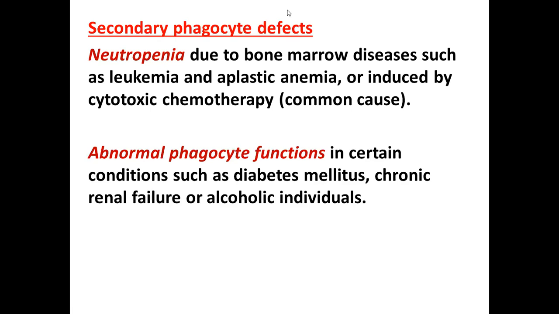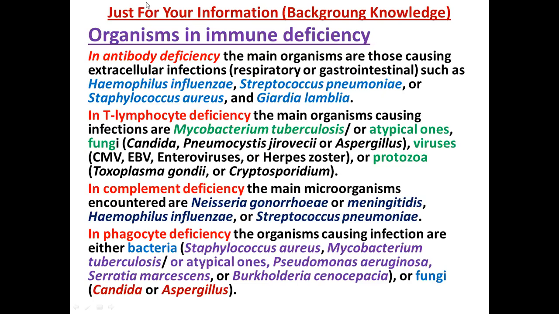Secondary phagocytic defect, as we said, for each item there is primary and secondary. In neutropenia, it may result from bone marrow diseases such as leukemia, aplastic anemia, or cytotoxic therapy, which reduce the neutrophils. Abnormal phagocytic function occurs in certain conditions, such as diabetes mellitus. Patients with diabetes mellitus have abnormal phagocytic function, which is why they get infection. Also chronic renal failure. Alcoholic individuals may also get abnormal phagocytic function. This is just for your information.